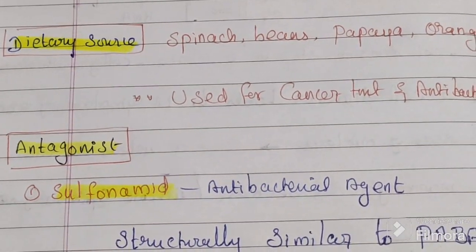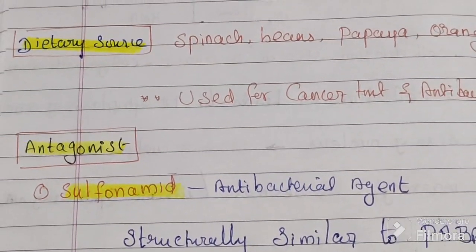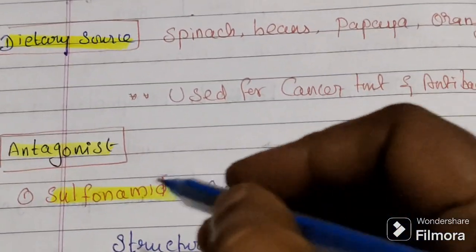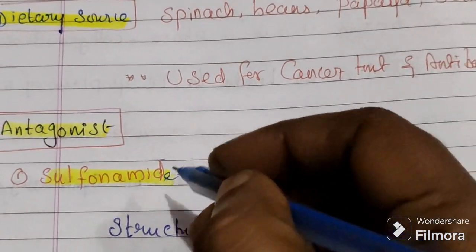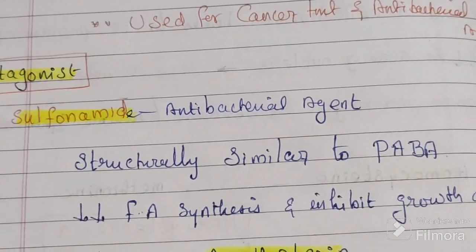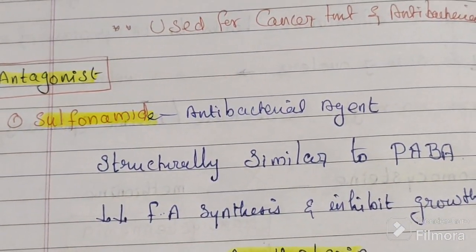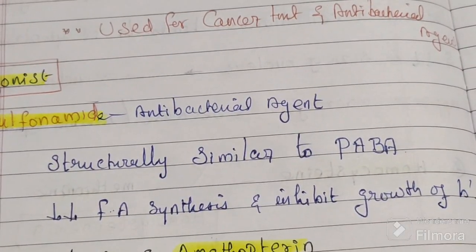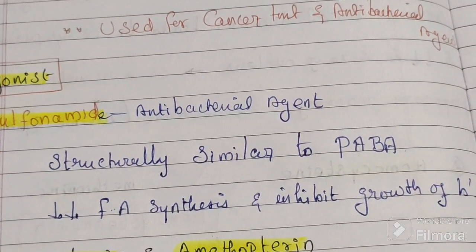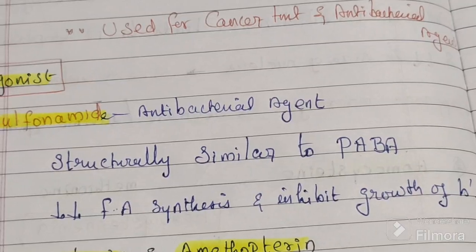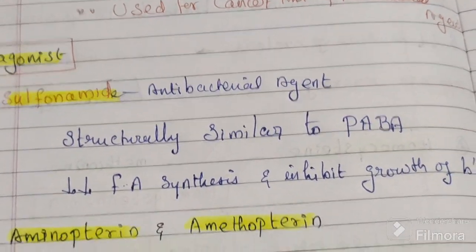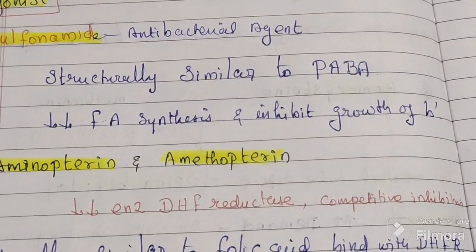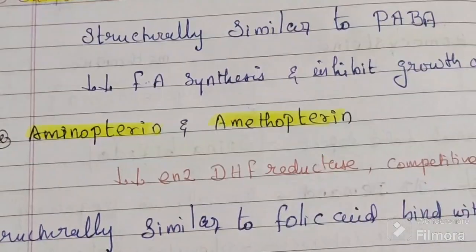Two important antagonists. One important one is sulfonamide. It is an antibacterial agent which is structurally similar to PABA. Via competitive inhibition, it decreases folic acid synthesis in bacteria and inhibits the growth of bacteria.